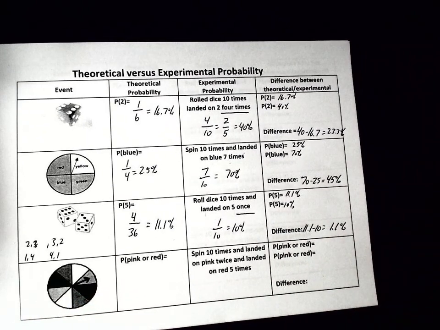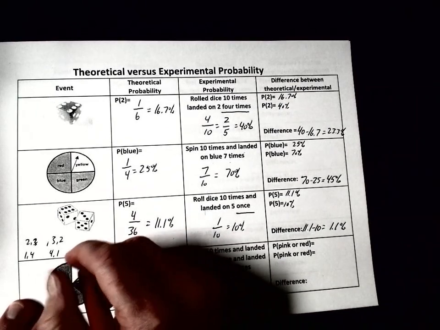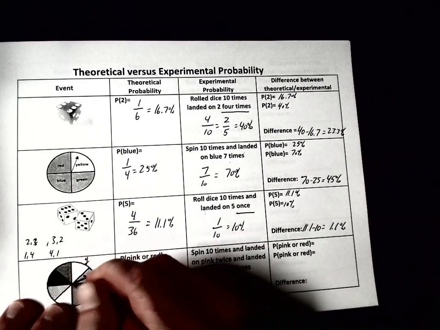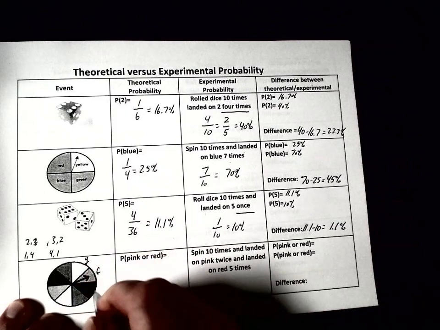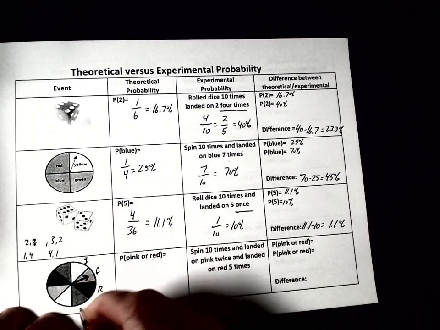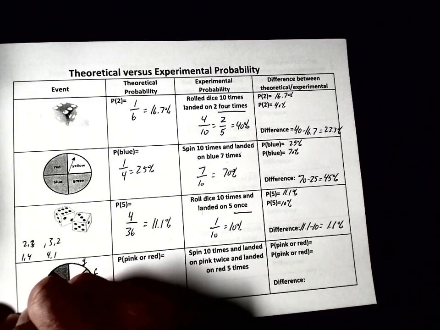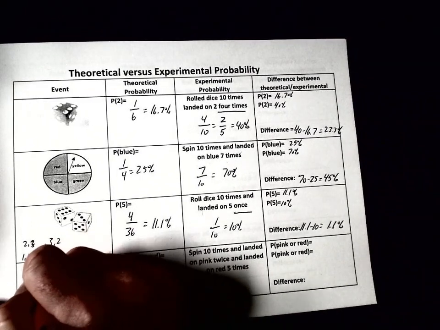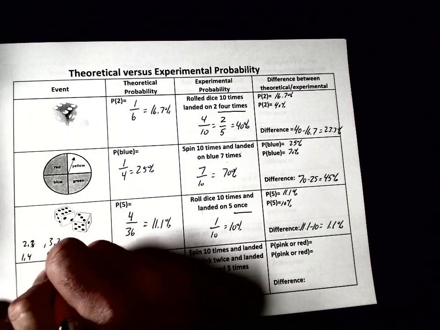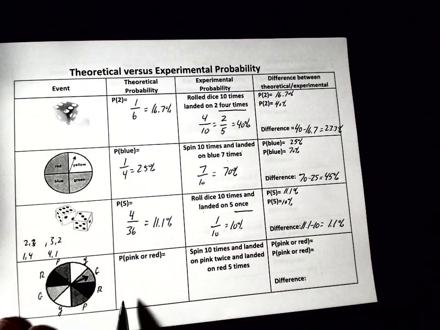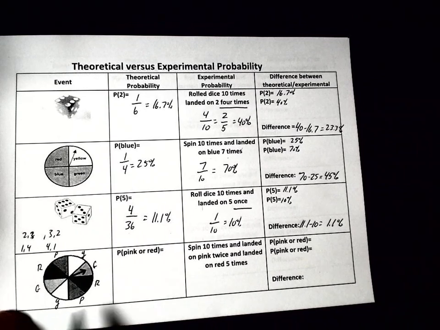Okay, final one. Now this spinner, for my copies, doesn't show the color, so I'm going to write the letters down here. Okay, now the theoretical, the probability will land on a pink or a red. So let's take a look.